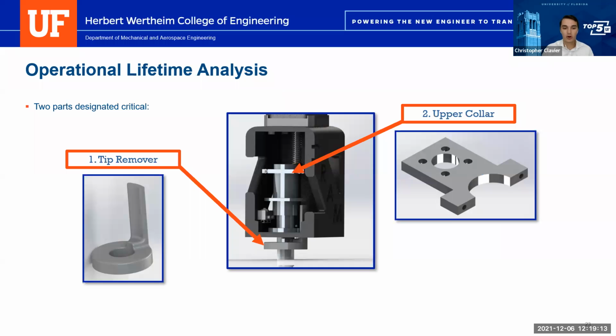So a crucial part of the design process was ensuring we had an operational lifetime of more than 10 years. And so as we designed our device, we designated two critical parts, the tip remover and the upper collar, as parts with relatively high bending moments and forces, as well as significant cyclical stresses during the operation of the device.